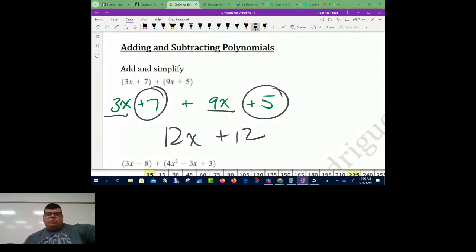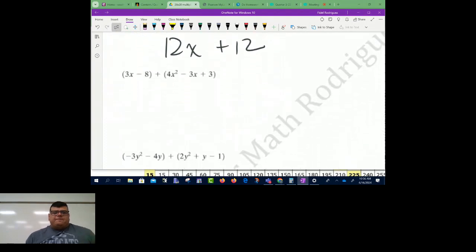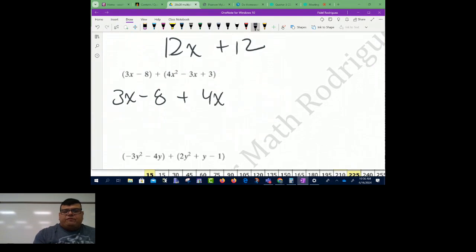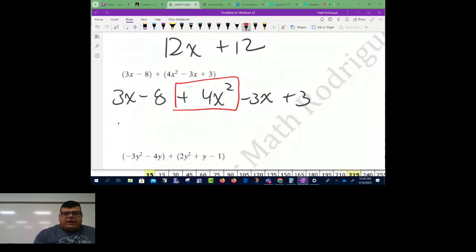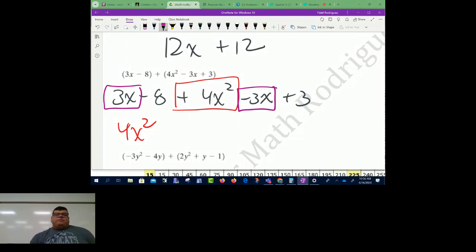Okay. So look, let's try the next one. We're still adding here. Y'all, I'm going to rewrite the problem. 3x minus 8 plus 4x squared minus 3x plus 3. Okay, I'm going to combine like terms. Y'all, the only x squared I see is that guy. So I'm just going to write them down. 4x squared. Now, right here, we got a 3x, and right over here, we got a minus 3x. So if I were to combine those, y'all, they're going to cancel out because one's positive 3 and one's negative 3. So I'm going to get rid of this guy and get rid of that guy.